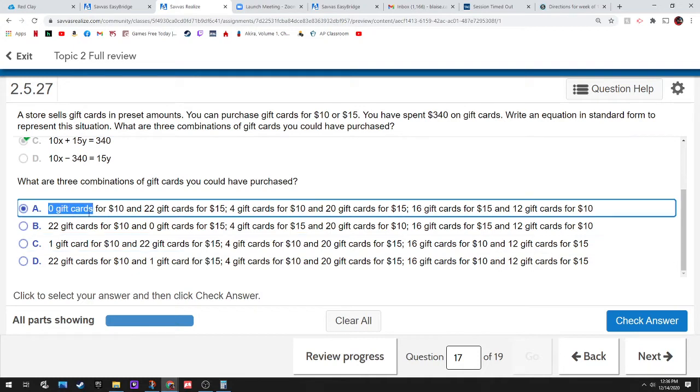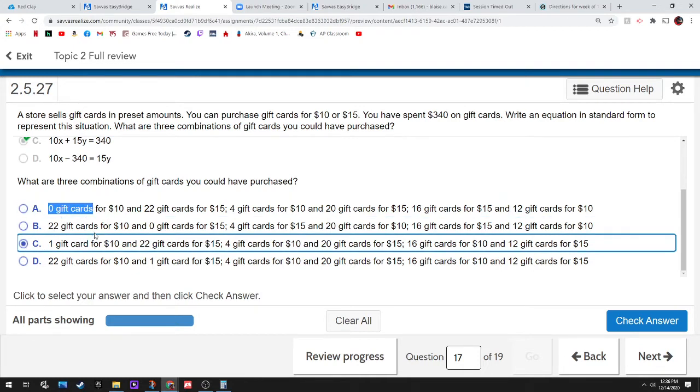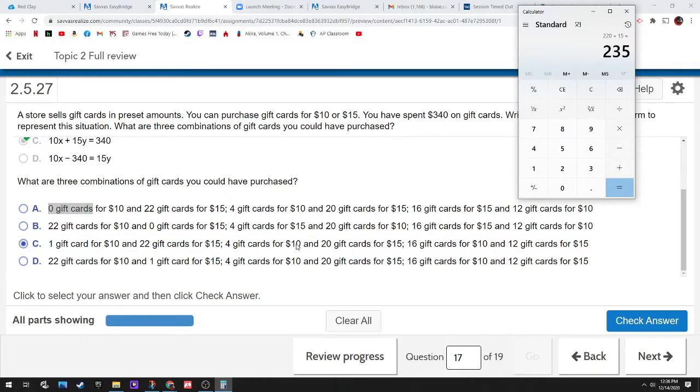Just in case, though, I could have made a mistake on A and B. Let me try the other options in C. Let's see, 4 of the 10, that's $40, right? And 20 of the 15, that's $300. So that does work. And then 16 of the 10, that's 160, right? 12 of the 15, 12 times 15, 180 plus 160. Sure enough, it works. Okay, so it's got to be C.